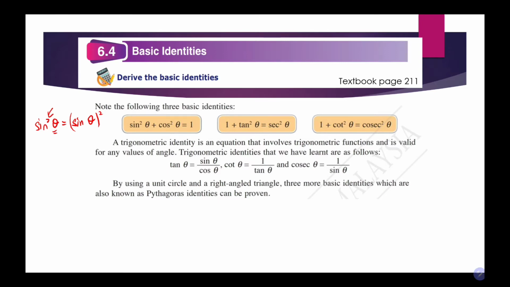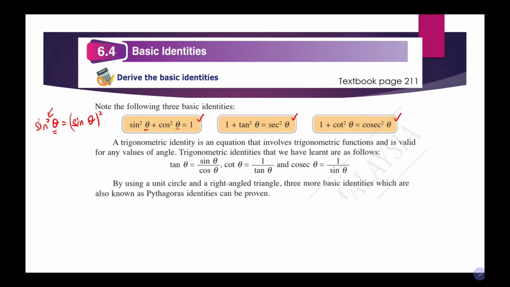Okay, so we have sine square theta plus cos square theta equals 1. 1 plus tangent square theta equals secant square theta. And 1 plus cotangent square theta equals cosecant square theta. Alright, so a trigonometric identity is an equation that involves trigonometric functions and it is valid for any values of angles. So as you can see, the theta here is the same.